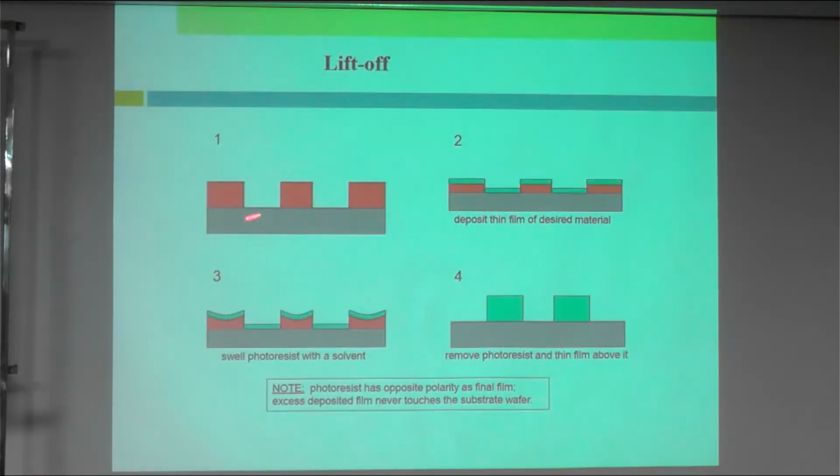And lift off, basically you have a photoresist pattern on the substrate, then you deposit the thin film that you want to have. So basically the thin film covers the whole surface, including the surface of the photoresist. Then you develop the photoresist. When you put on the solvent, this part will be removed. The photoresist part will be removed, then what remains is the thin film deposited on the substrate itself. So this is what we call lift off.